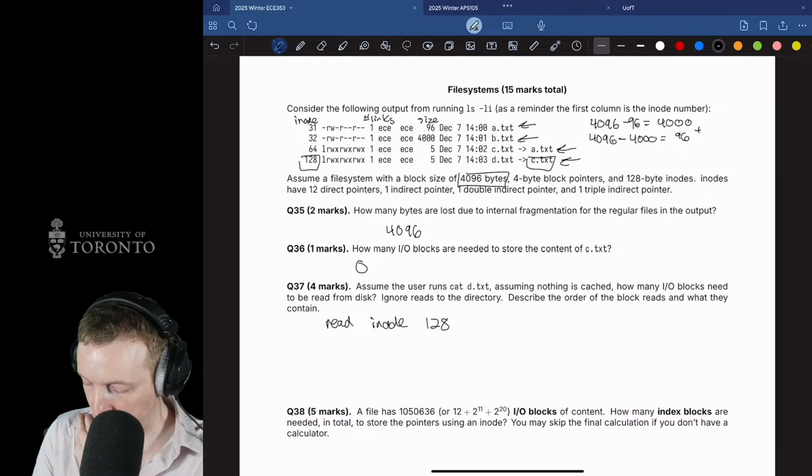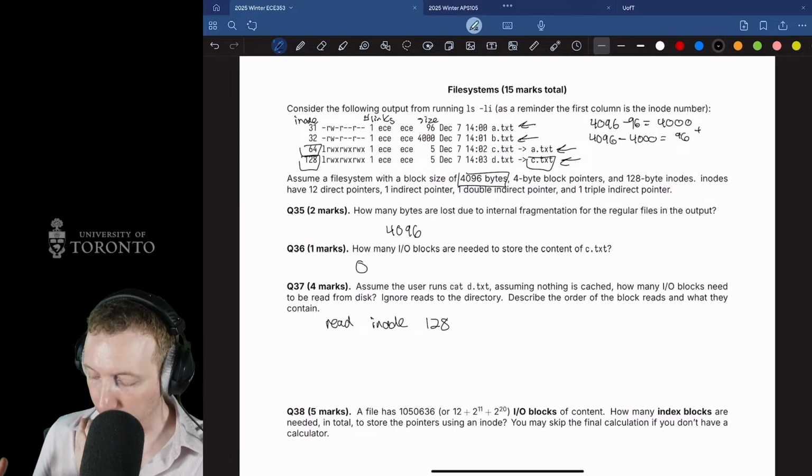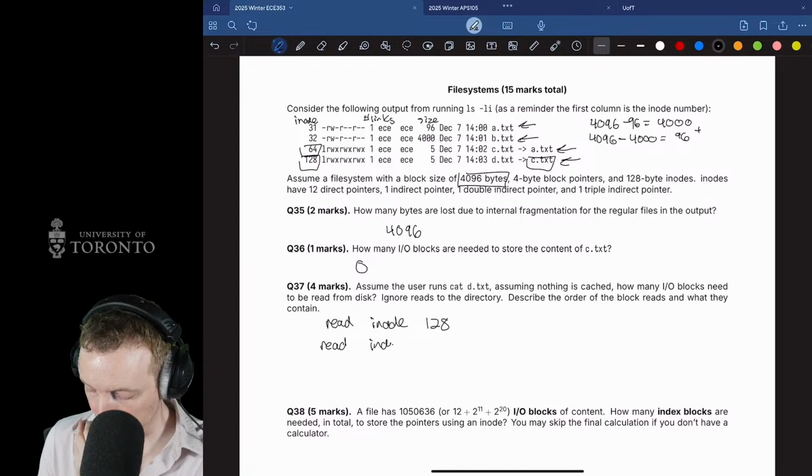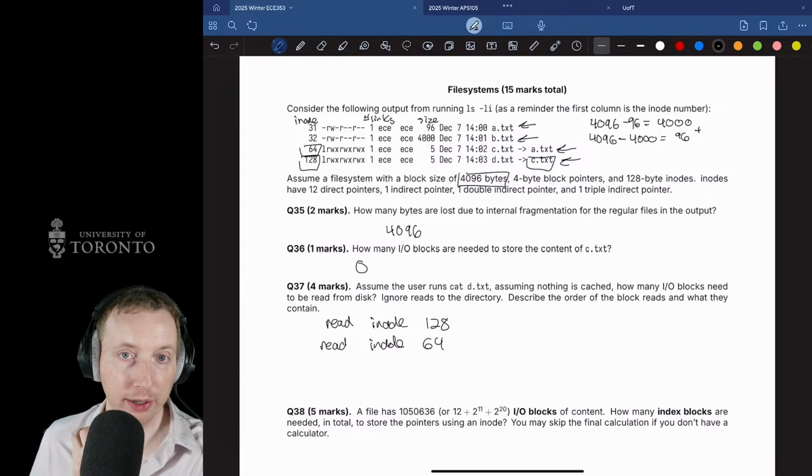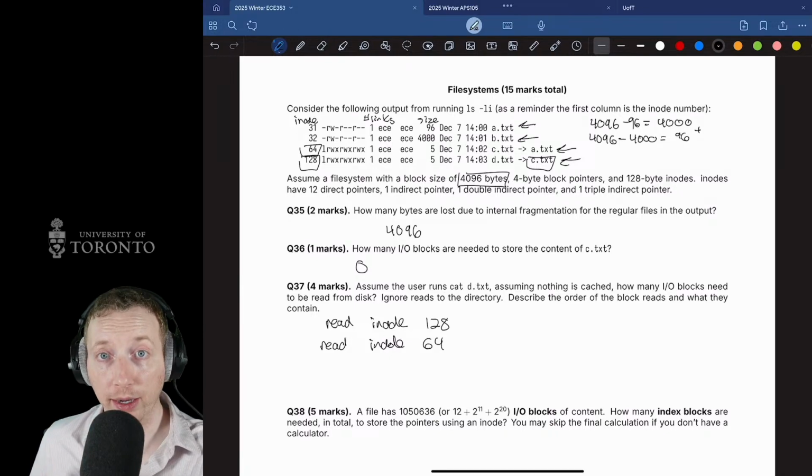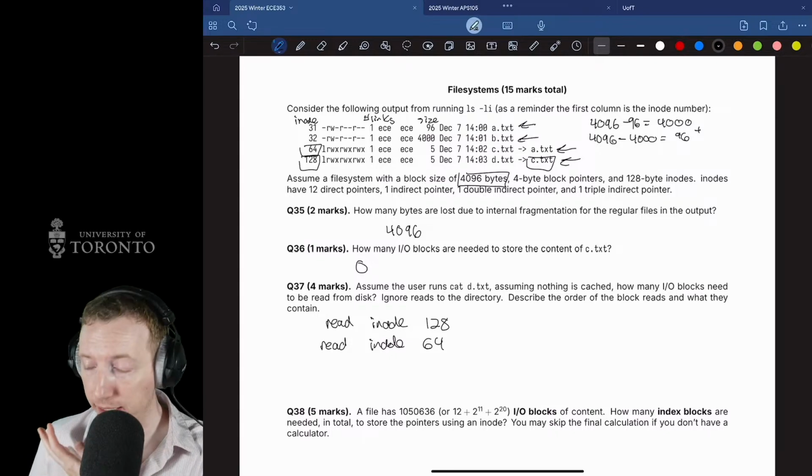It's inode 64. I'm ignoring that lookup because that's what the question said. So I'd have to read that inode. So I'd have to read inode 64. After I read 64, again, I don't have to read a data block. The contents are stored on the inode itself. That would give me a.txt.